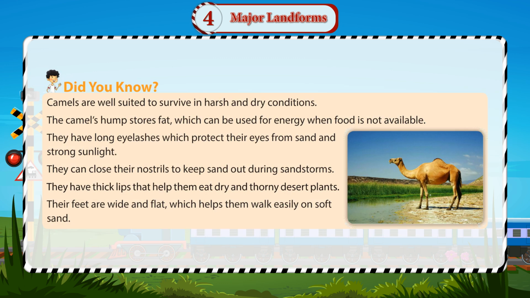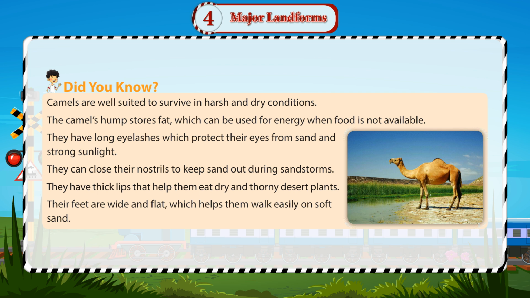Did you know? Camels are well suited to survive in harsh and dry conditions. The camel's hump stores fat, which can be used for energy when food is not available. They have long eyelashes which protect their eyes from sand and strong sunlight.